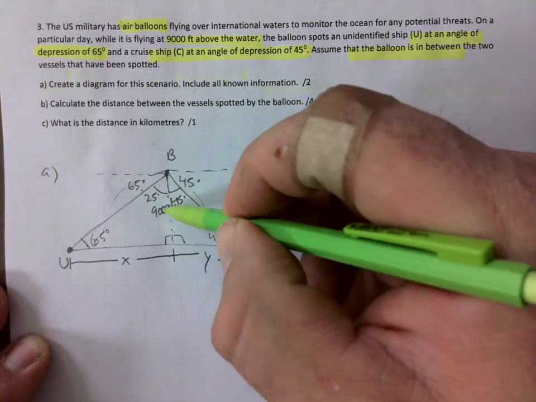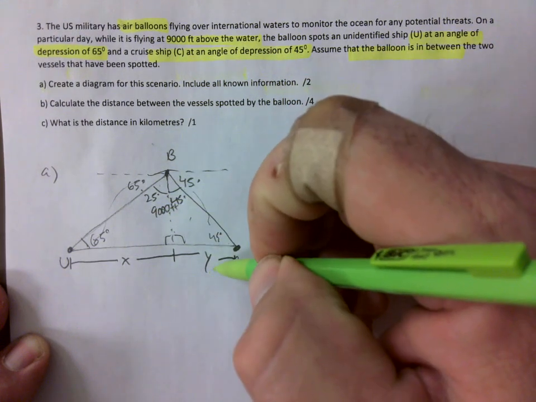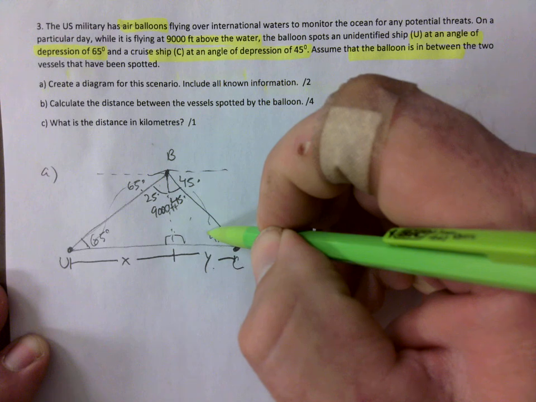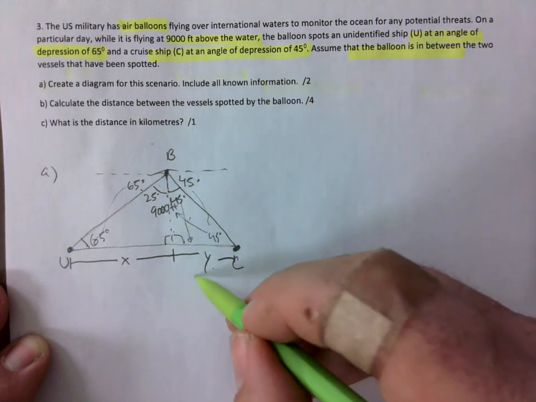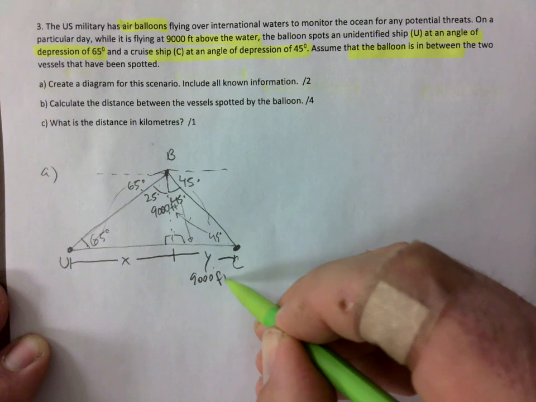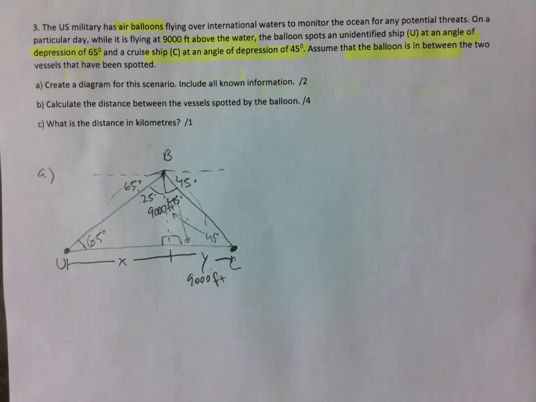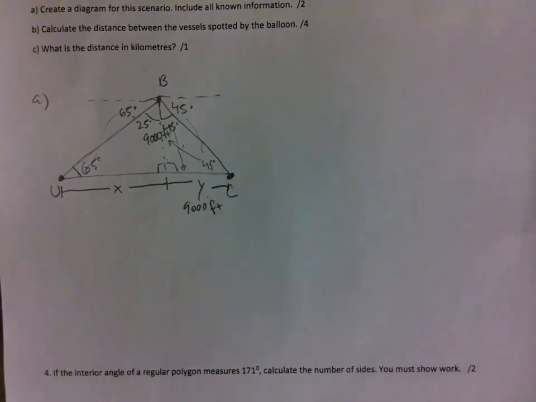So if this is 9,000, you could bet that this is 9,000 as well, because angles that are equal have the same sides across from them. So this is technically a done deal. You already know y is 9,000. If you didn't catch it, I saw you doing sine law, and you're like, wait a minute, is this right? And I like how you questioned your answer, because you should.